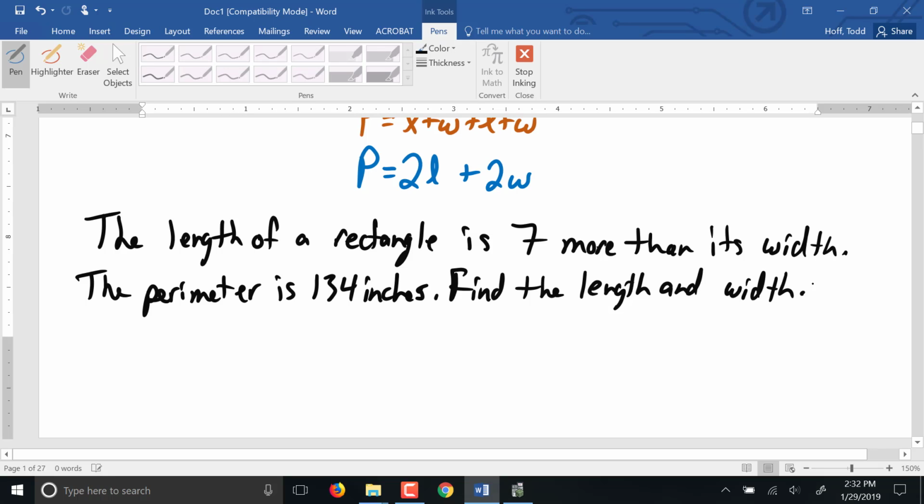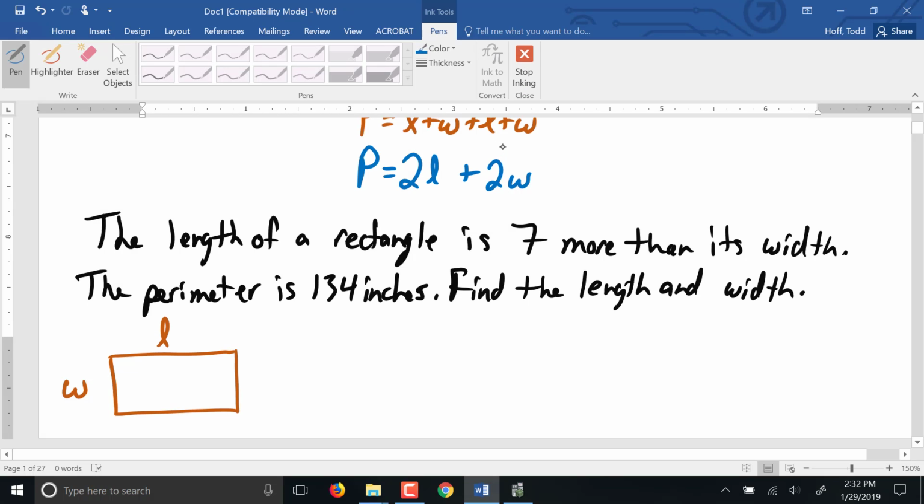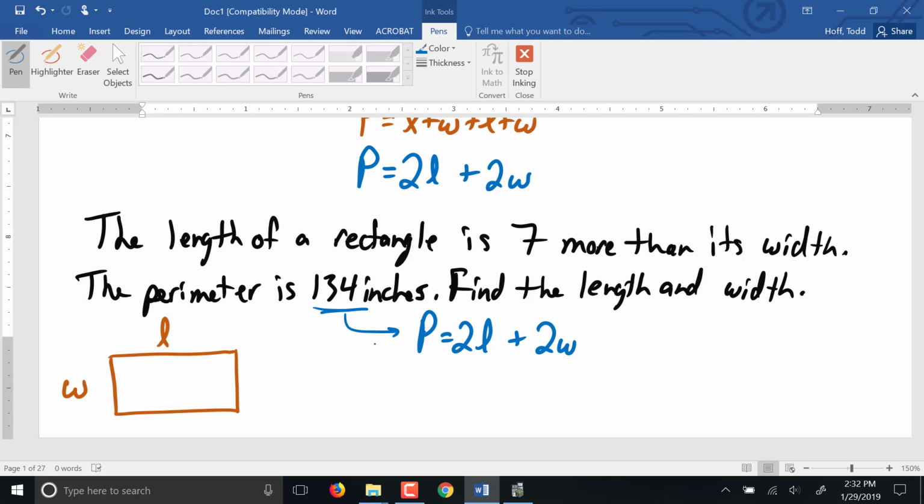Well, since this is geometric, it's visual for me. I like to sketch out a little picture. We're going to get our length and our width. We can't use both variables. We can't use both a length and a width in our formula. So we know the perimeter, we know 134 inches, that's going to go in for P. But we need to either have the number for either L or W, or we need to be able to rewrite it so that it's in terms of the other one.